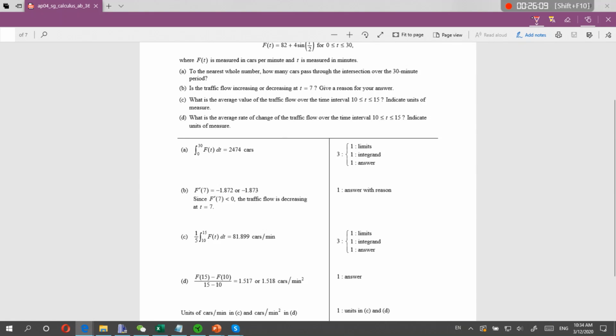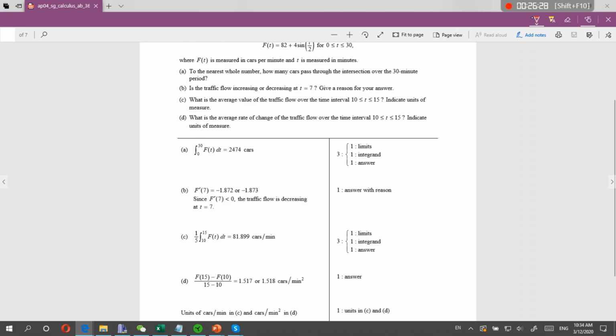Okay, I'm not sure why I can't write, but limits, integrand, and answer. 1 point for our answer with reason. Our traffic flow is decreasing when the derivative is negative. Okay, we did that. Average value, 1 point for limits. That's 10 to 15. 1 point for your integrand. We integrated f of t, and 1 point for your answer, 81.899. Okay, we got the same answer.